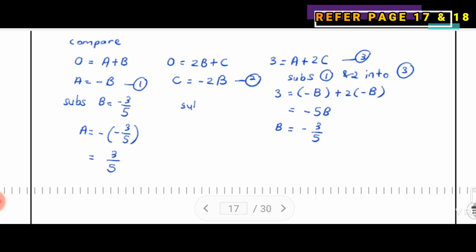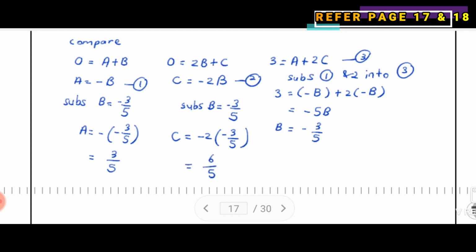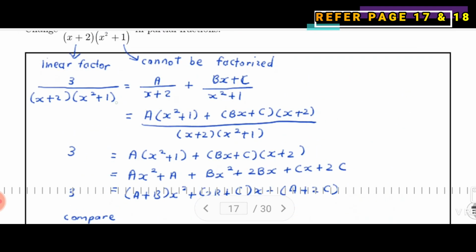When we substitute b equals negative 3 over 5 into equation 2, we get c equals negative 2 times negative 3 over 5. So c equals 6 over 5. We already found the values of a, b, and c. Then substitute the values into the general partial fraction.